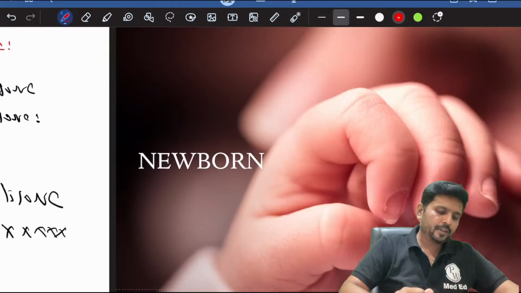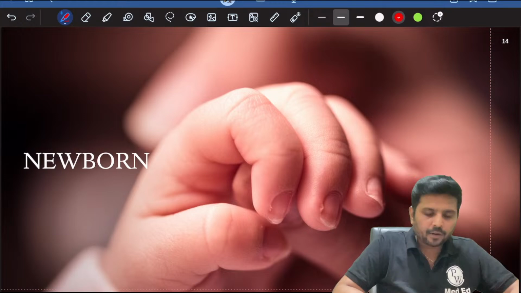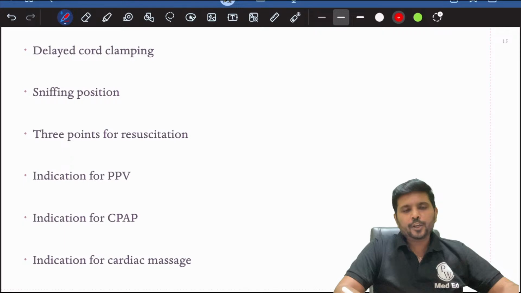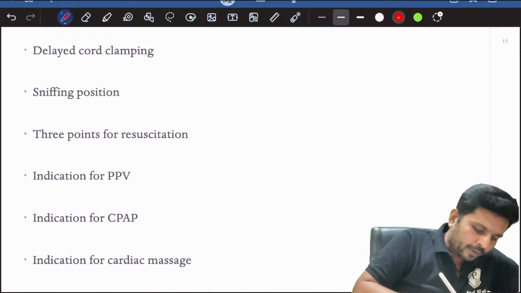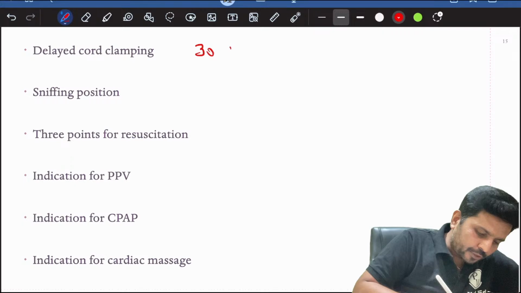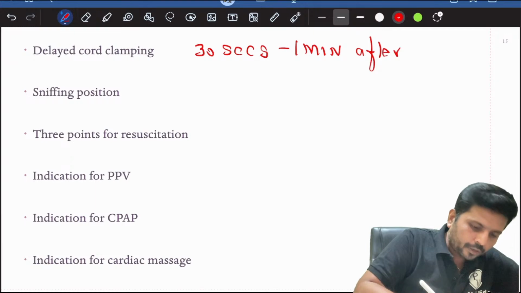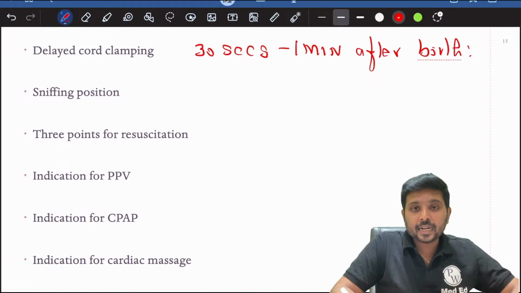Right. Newborn, what are all the questions they will ask you? With respect to neonatal resuscitation, what do you mean by delayed cord clamping? Delayed cord clamping means you need to cut the cord 30 seconds to 1 minute after birth. That is delayed cord clamping.